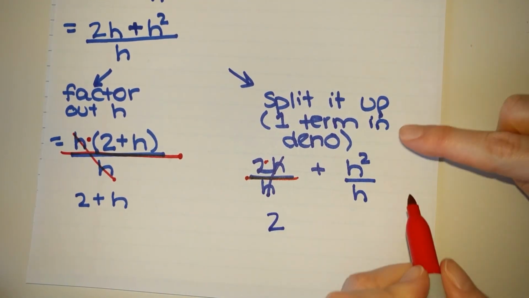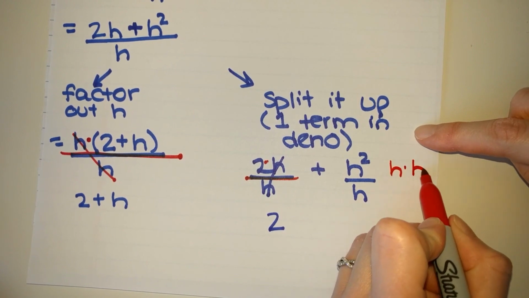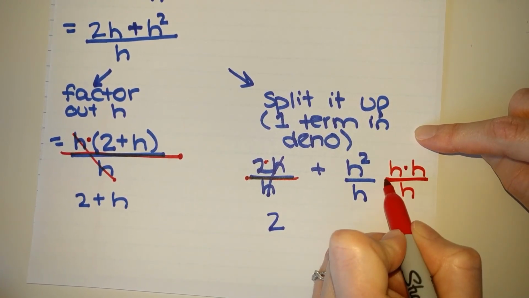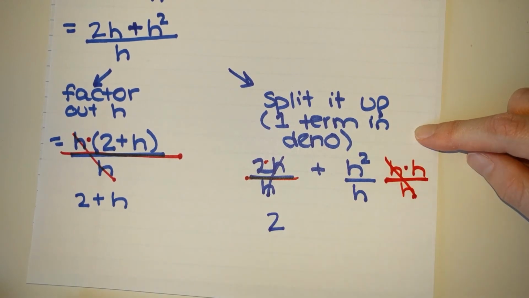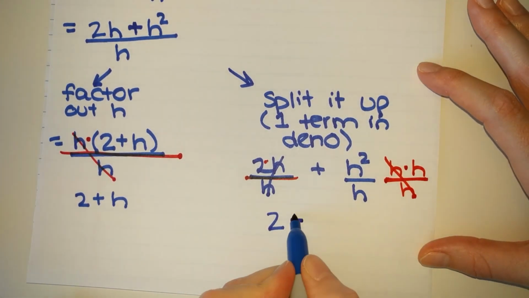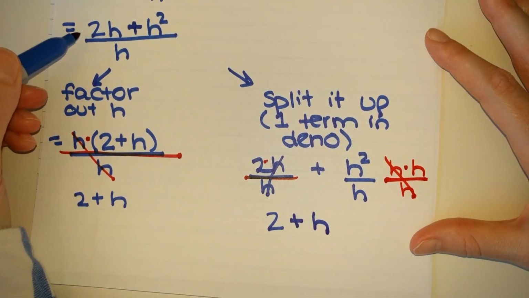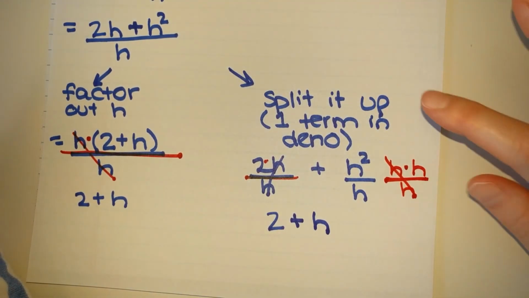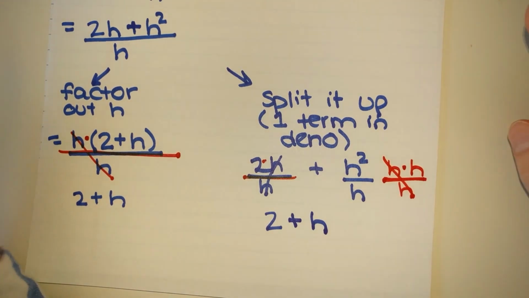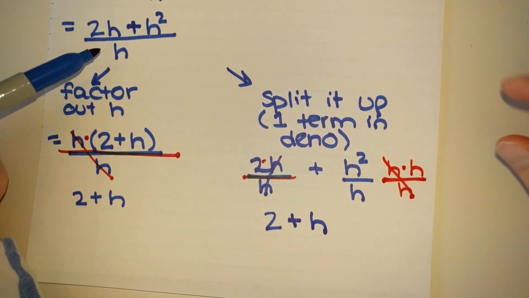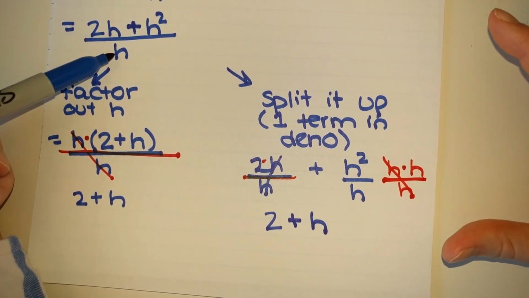Over here with this h squared, of course, is h times h over h, so that multiplication will be undone by the division. You can cross out or just subtract exponents and say it's plus h. So either way is fine, whether you factor out after you get to this point, or if you split it up. But somehow you have to realize that both of these terms are going to be impacted and changed when you start to divide by that h.